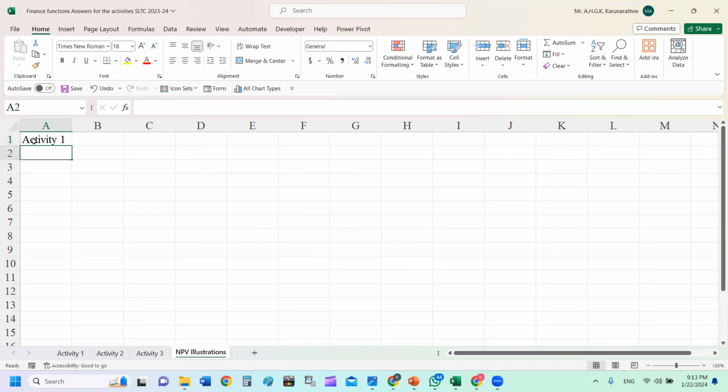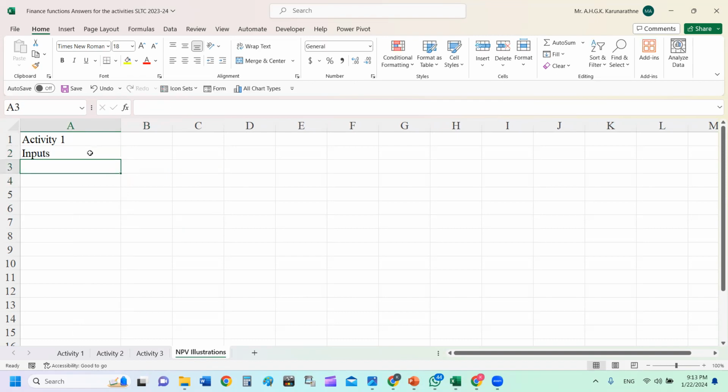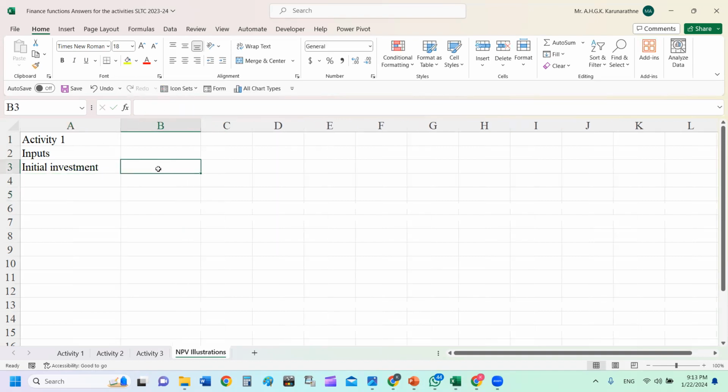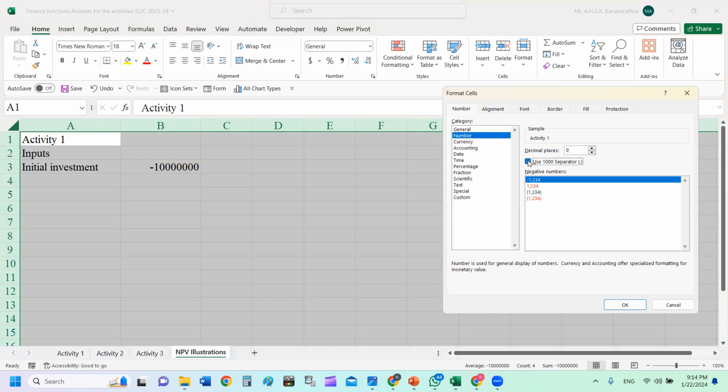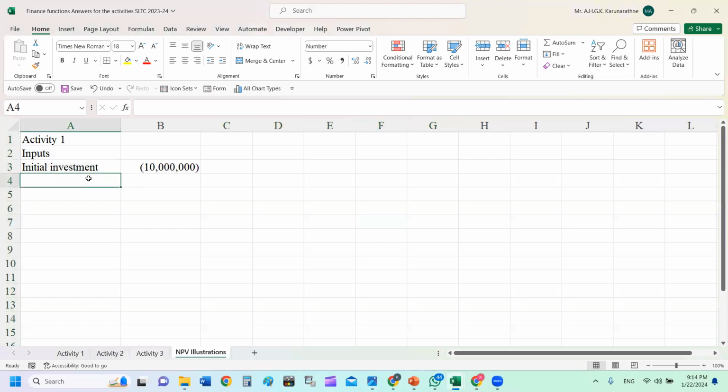So what is the information? We'll put the inputs first. First input, the initial investment, is 10 million. Since the initial investment is an outflow, I put it as a minus figure: minus 10 million, with 7 zeros. You can see it is not easy to read, so format the sheet. Click on the box, Control 1, go to number format, remove the decimal, use the thousand separator, and negative in brackets. Initial investment, like this.